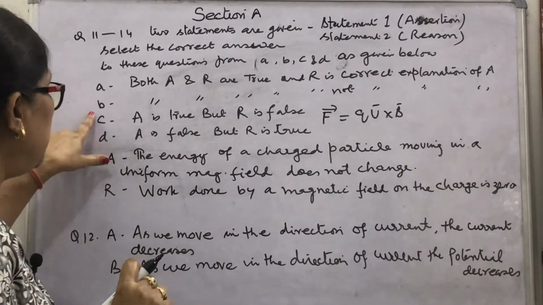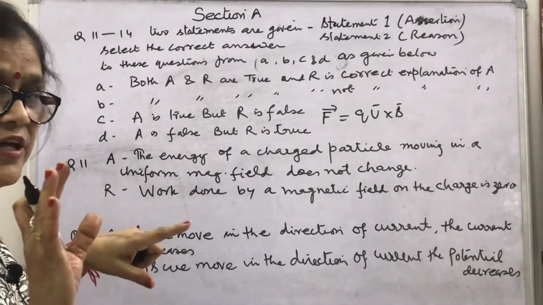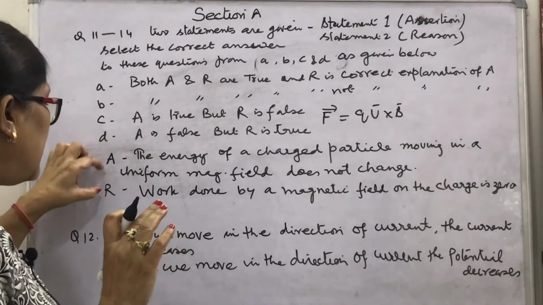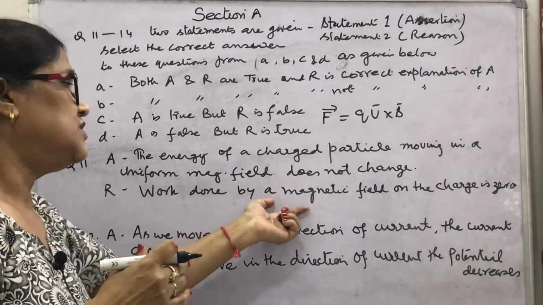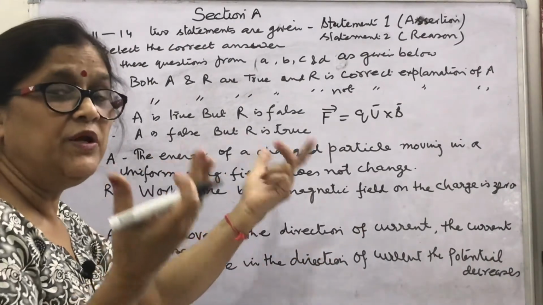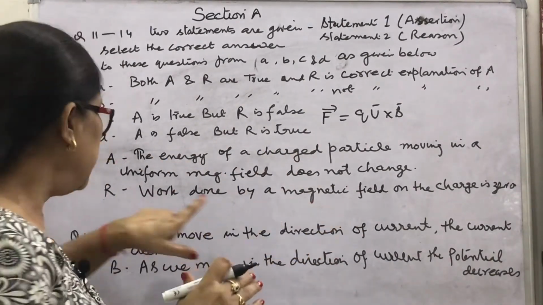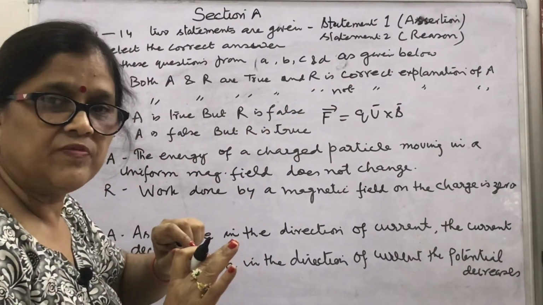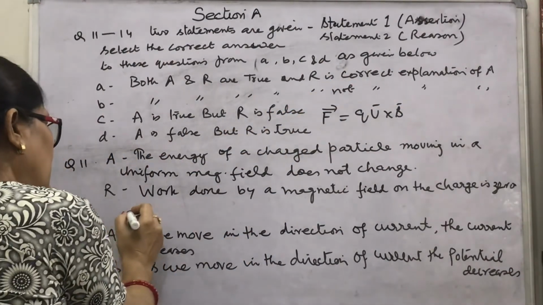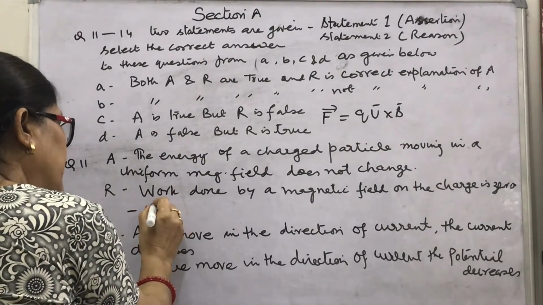Out of these A, B, C, D, the answer is A, because both A and R are true, as well as if work done is 0, then there will be no change of energy. That means R is the correct explanation of A. So what is the answer? You have to write A. Okay.